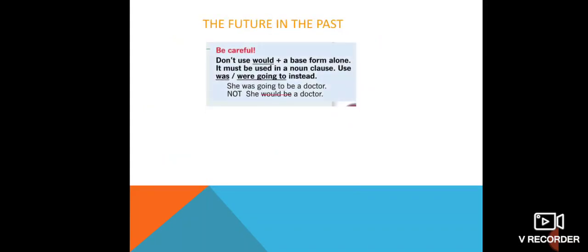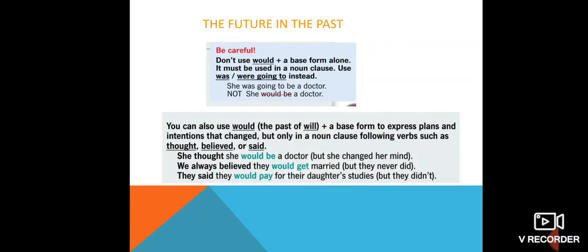Now, I want to draw your attention to a point. We can't use would plus the verb only to refer to the future in the past. Instead, would must be used in a noun clause, using some verbs like thought, believed, or said to refer to the past. So, according to the previous rule, I can't say she would be a doctor alone to refer to the past. But I can say she always believed she would be a doctor to refer to the future in the past.